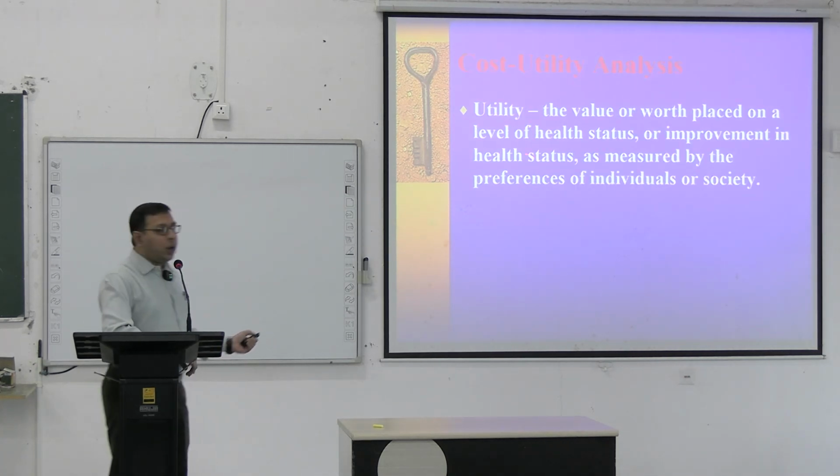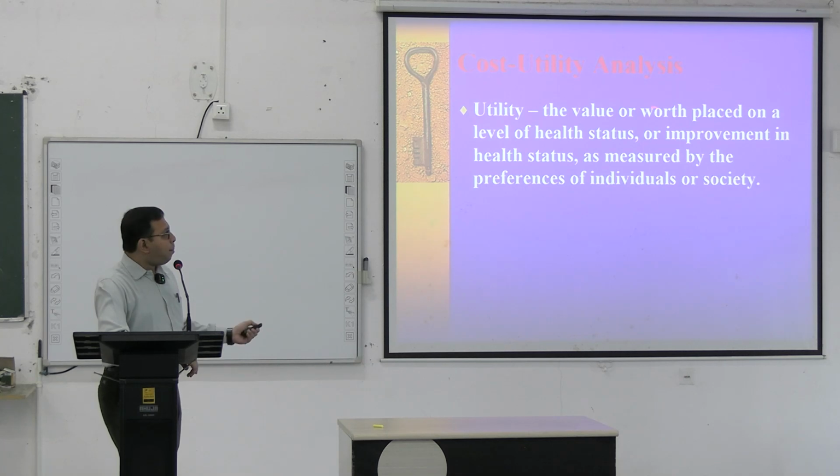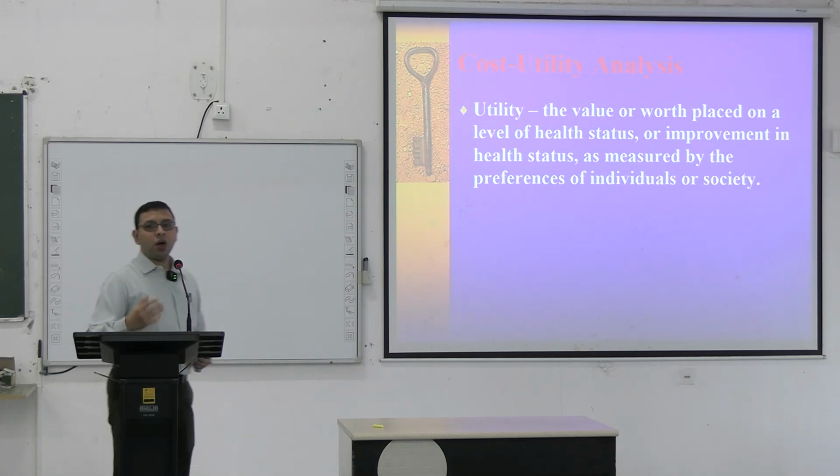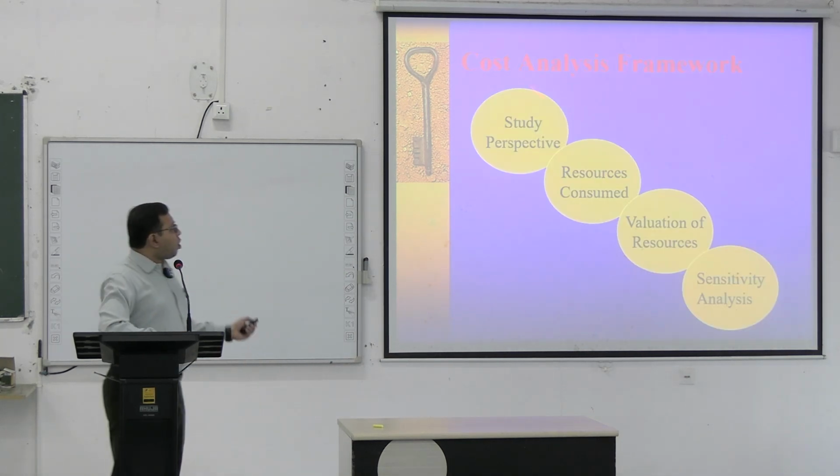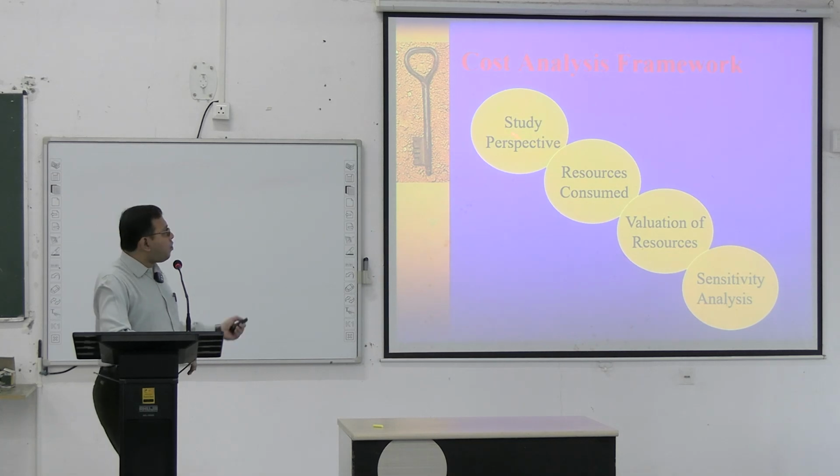So utility is the value or worth placed on a level of health status or improvement in health status as measured by the preferences of individuals or society. So if a patient is getting admitted multiple times in hospital, there will be loss of wages, like this. So how is the cost analysis framework done? First, study perspective is examined, then resources consumed are noted down, valuation of the resources is done, and then sensitivity analysis is done.